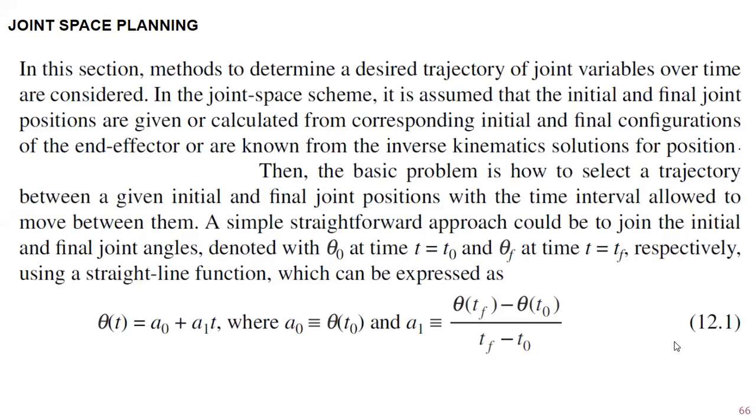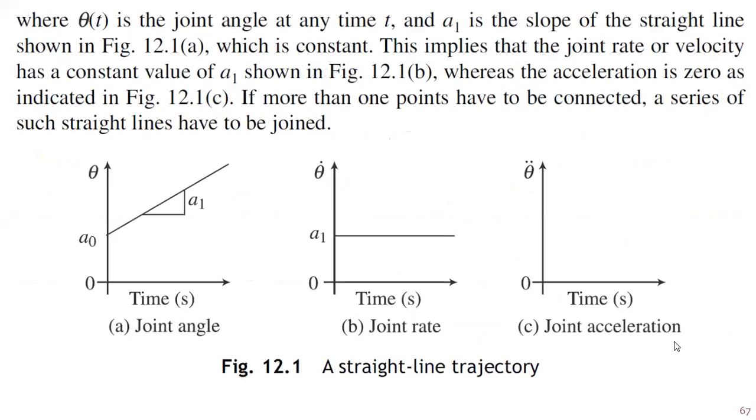A simple straightforward approach could be to join the initial and final joint angles, denoted with theta naught at time t equal to t naught or t0, and theta f at time t equal to tf respectively, using a straight line function which can be expressed as theta(t) = a0 + a1 t, where a0 is equal to theta naught and a1 is equal to (theta f minus theta naught) divided by (tf minus t naught), where theta(t) is the joint angle at any time t and a1 is the slope of the straight line shown in figure 12.1a, which is constant.